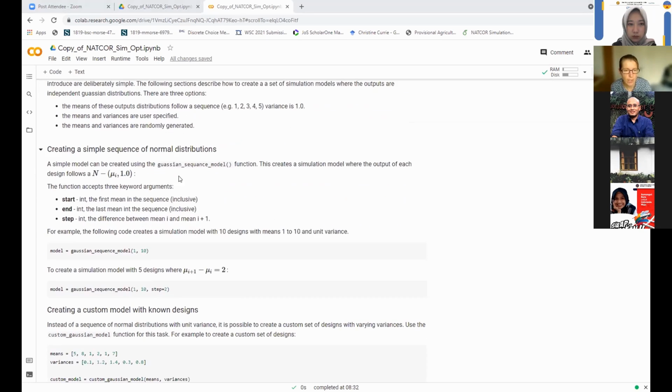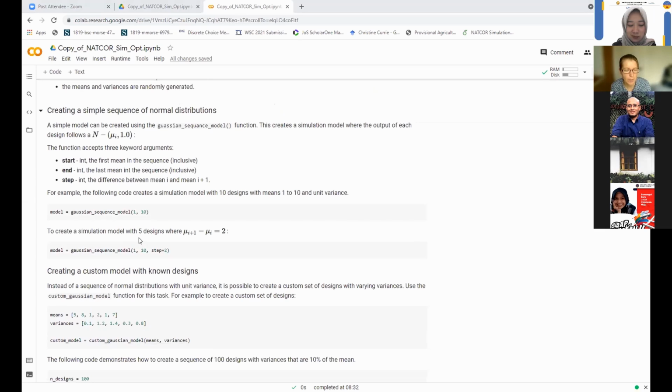Our first model that we look at, called Gaussian sequence model, creates a simulation model where the output of a design just looks like this. What that means is, for example, if we set up this model equals Gaussian sequence model 1, 10, it means that the first option will have mean 1, the second will have mean 2, the third will have mean 3, etc., up to mean 10, and all of them will have variance of 1 and follow normal distributions. So we know already that the lowest value is going to be option 1, the highest value will be option 10. So we kind of know the answer already before we run the simulation model, but that helps us understand the optimization methods that we're using.